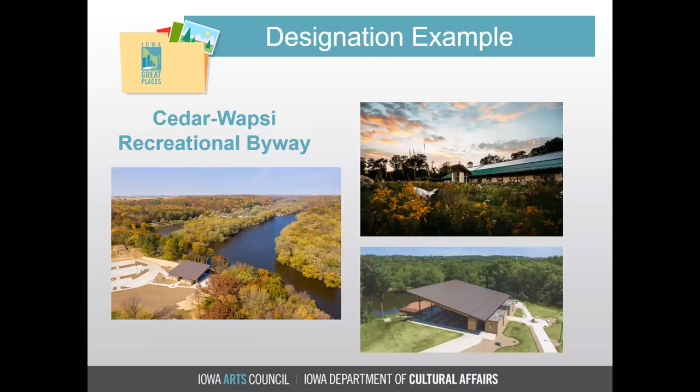So let's go through some examples of designations and a little bit about their stories. First, we'll talk about the Cedar-Wapsie Recreational Byway.